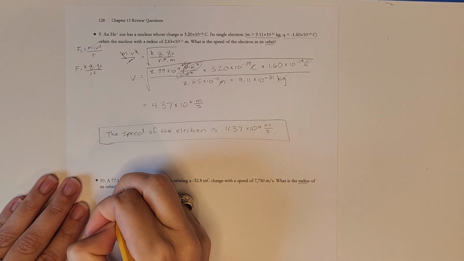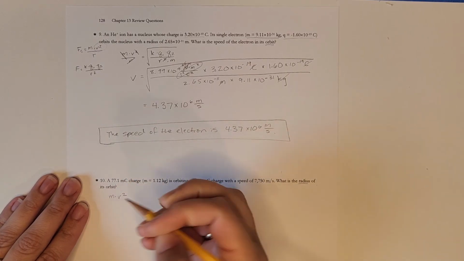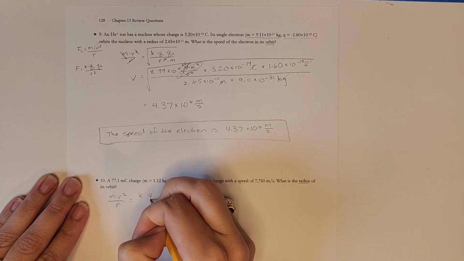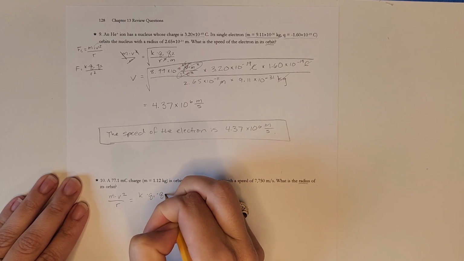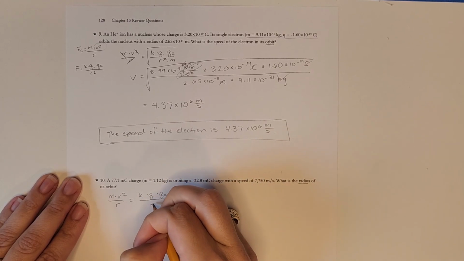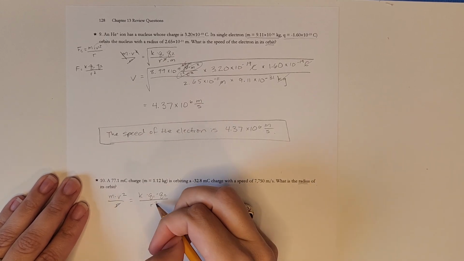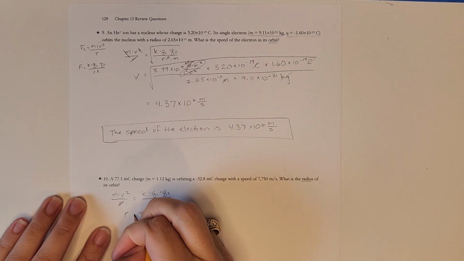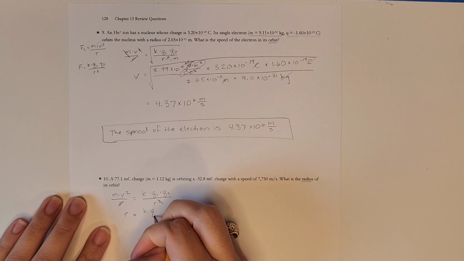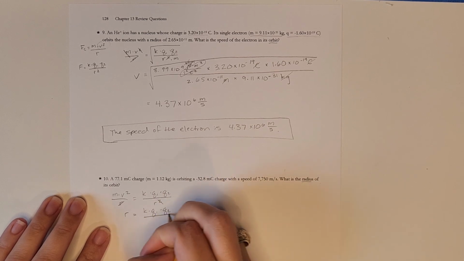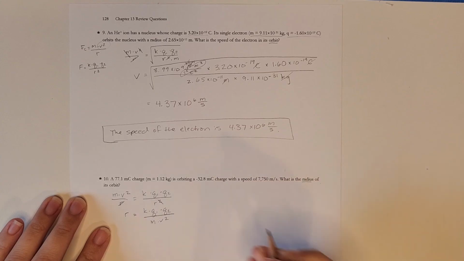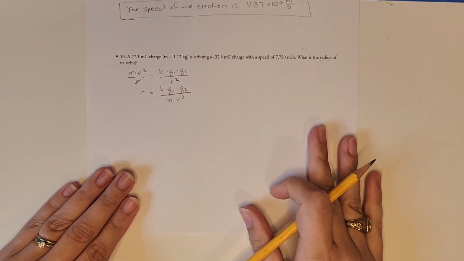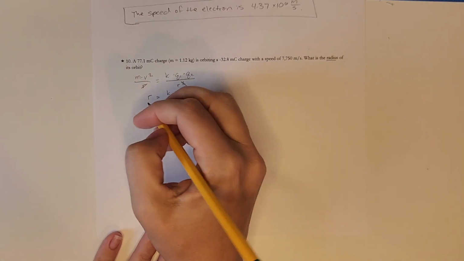Okay, so we have mass times velocity squared over radius equals Coulomb's constant times charge 1 times charge 2 divided by radius squared. So this time we're solving for radius. We're going to cancel out those two. And so we're going to get radius equals Coulomb's constant times charge 1 times charge 2 divided by mass times velocity squared. Okay, so now let's go ahead and plug in all of our values.